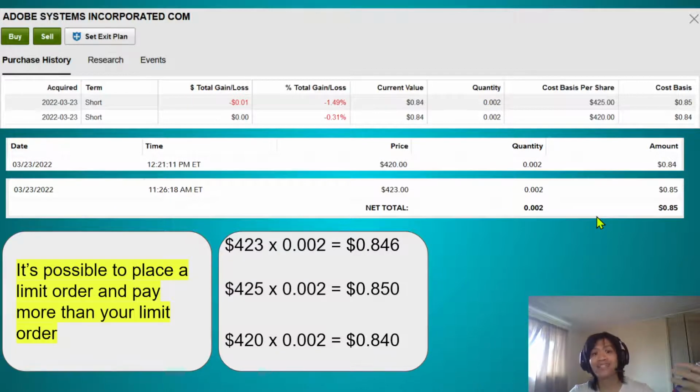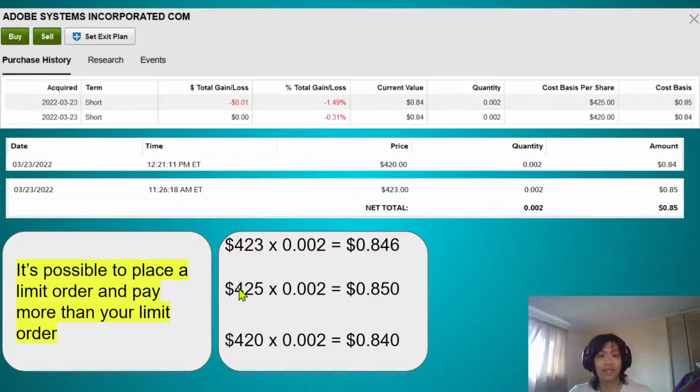So they rounded it up, as you can see here, to $425. The reason for that is they cannot put that order through exactly for 84.6 cents. It has to be a whole penny. So they went through for 425 at 85 cents a share. That's how that can happen for you to place a limit order and then pay more than your limit order. Even though the limit was 423, it executed at 425.